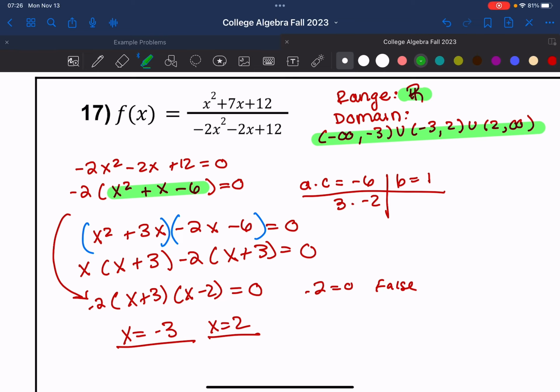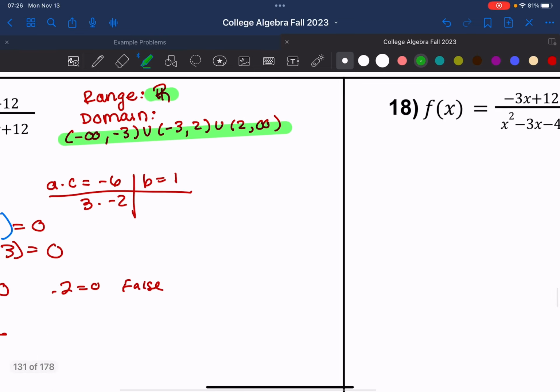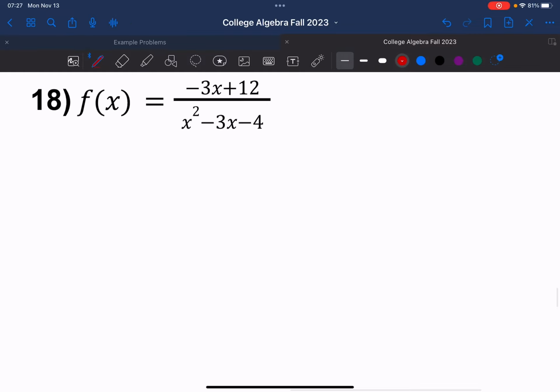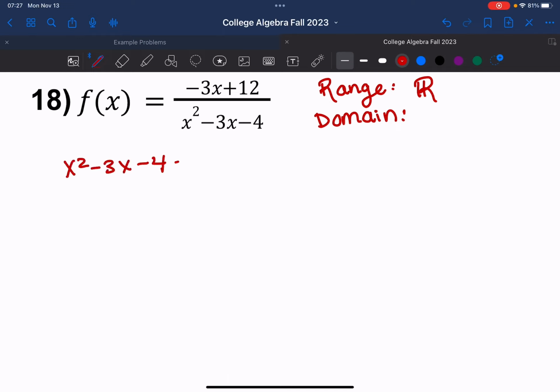Okay, let's look at 18. Okay, we know right away the range is what? All real numbers. And in order to find the domain, we have to find what first? The vertical asymptote. So x squared minus 3x minus 4 equals 0. That x squared tells us it's a quadratic. So I'm going to try to factor.